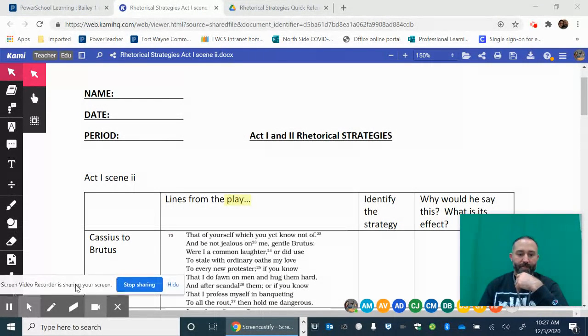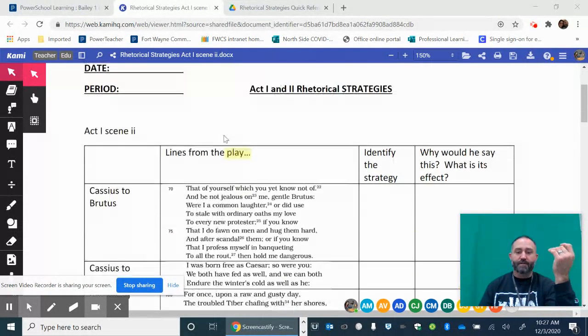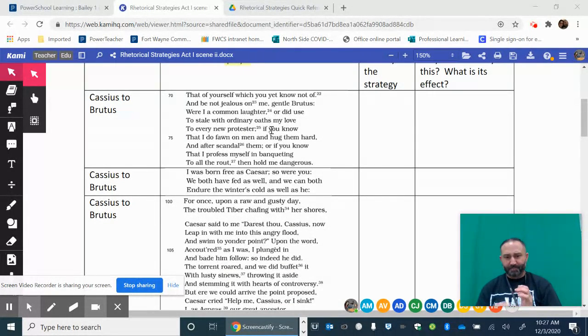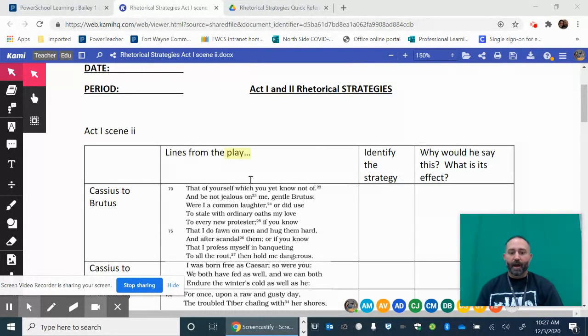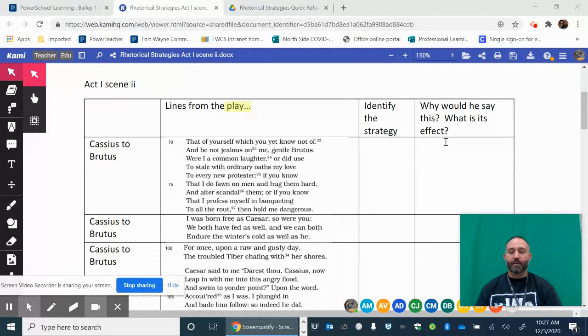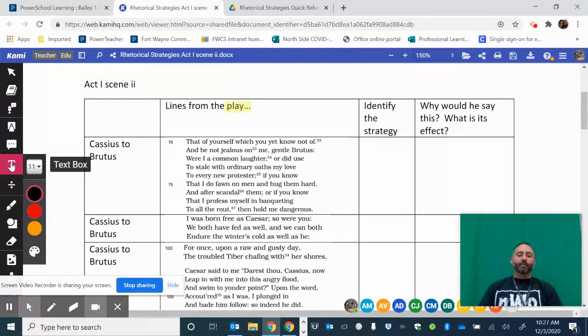So I've pulled up this rhetorical strategies document, and what I have done is I have selected certain parts of the play that I want you to first identify the strategy and then why they would do this. Well, because identifying the strategy sometimes is one of the most difficult things, I'm going to do that for you, and I'm going to want you to put that in. But you're going to have to answer the second part, which is why would he say this? Why would Cassius say these things? So let's start with the first example.